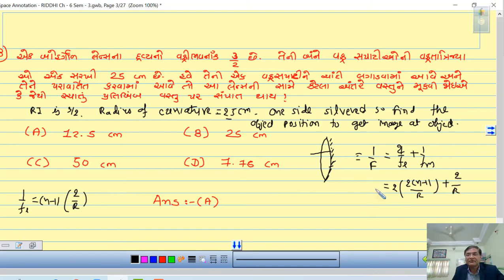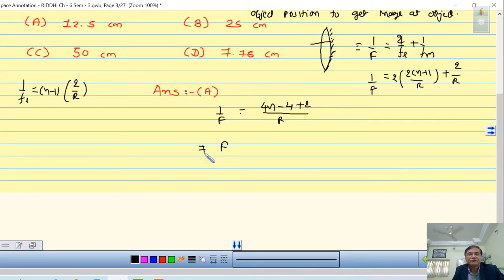Let us simplify 1/f. Okay, so what we get, 1/f is equal to this, 2n minus 2 multiplied by 2, so 4n minus 4 plus 2 upon r. So we get f equal to r upon, this 2 is cancelled, so 4n minus 2.